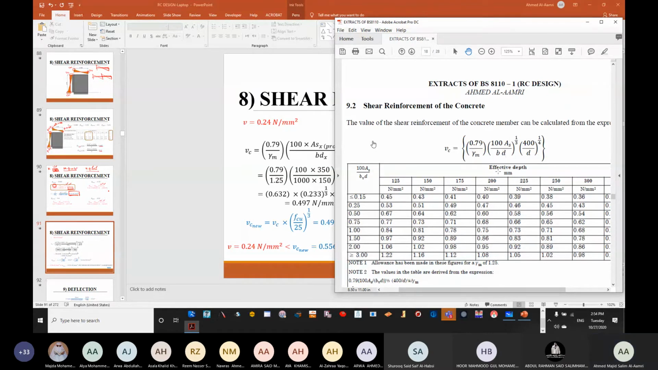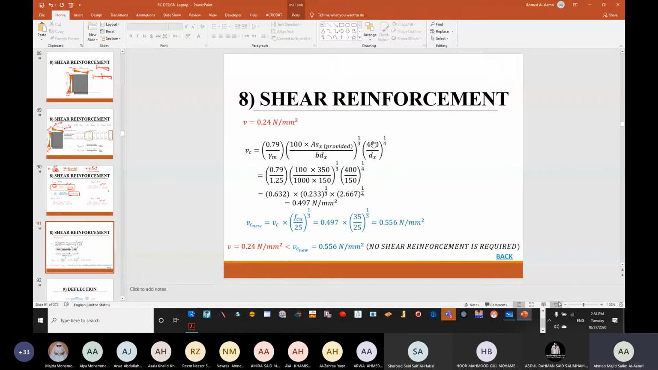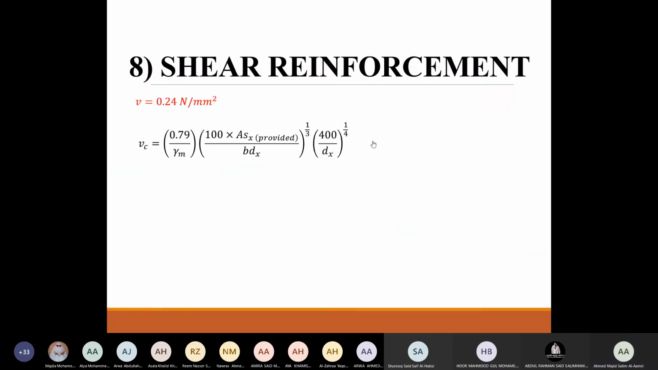Okay. Now, if we go to our equation, so we have 0.79 divided by gamma, 100 multiplied by AS provided in X, because once again we are using Vx.